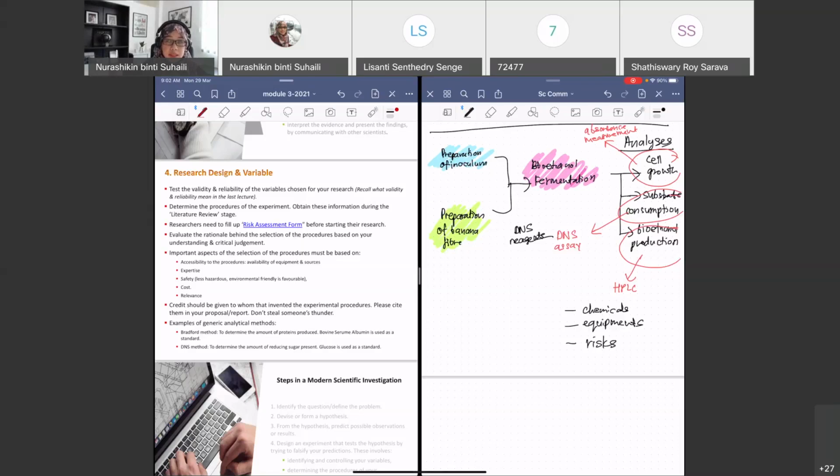So the reason is, if anything happened, let's say an explosion happened at the lab, you will be questioned why you do not know about the risk. The accident might have happened because of your mistakes, because you handled things carelessly, right? So at the end, the researcher will be blamed. And it's not just the researcher, the whole university will be blamed, right?